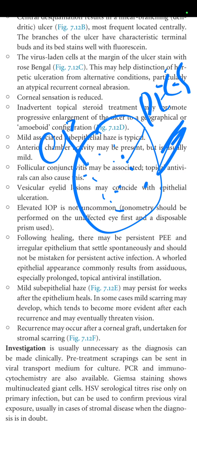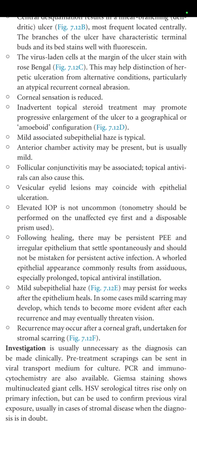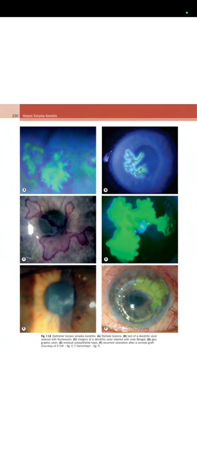Mild subepithelial haze may persist for weeks after the epithelium heals. In some cases, mild scarring may develop, which tends to become more evident after each recurrence and may eventually threaten vision. So subepithelial haze can cause scarring and reduced vision, and it can persist even after weeks, and recurrence tends to worsen this condition. Recurrence may also occur after a corneal graft undertaken for stromal scarring. So you can see in this picture that there is a residual subepithelial haze after the settling of the viral keratitis, and in this case you can see the recurrence of the herpes keratitis after the corneal transplantation.